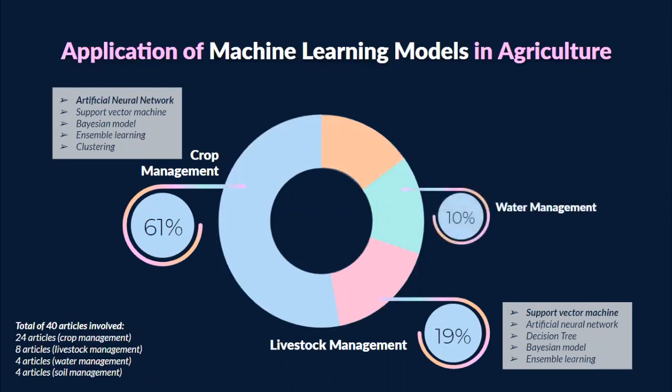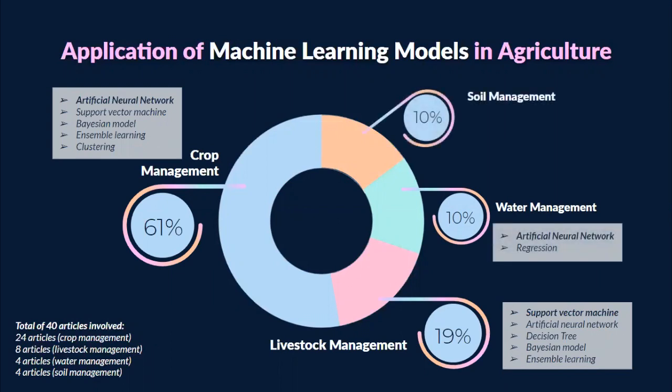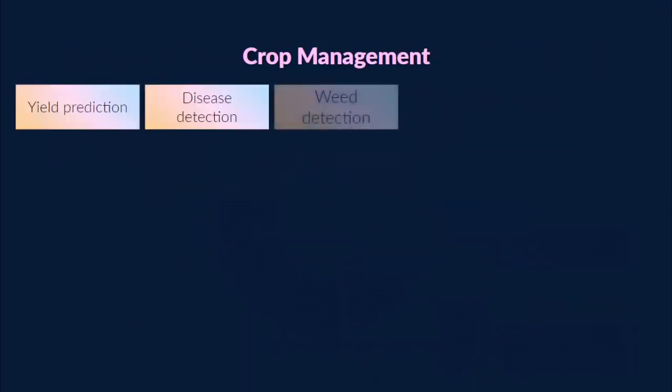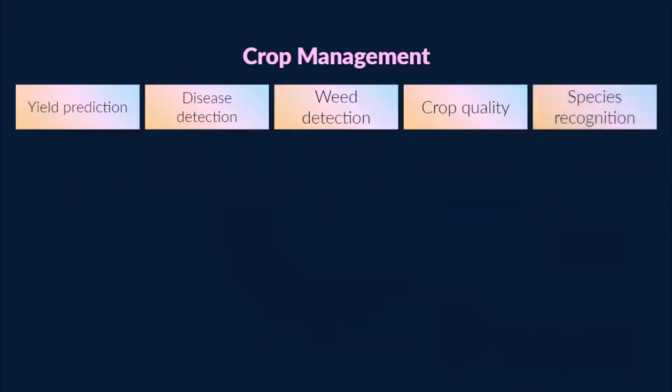In water management, two machine learning models have been applied, which are artificial neural network and regression. And last but not least, in soil management, the models applied are artificial neural network, regression, instance-based model, and also support vector machine. In crop management itself, there are a few subcategories: yield prediction, disease detection, weed detection, crop quality, and also species recognition.